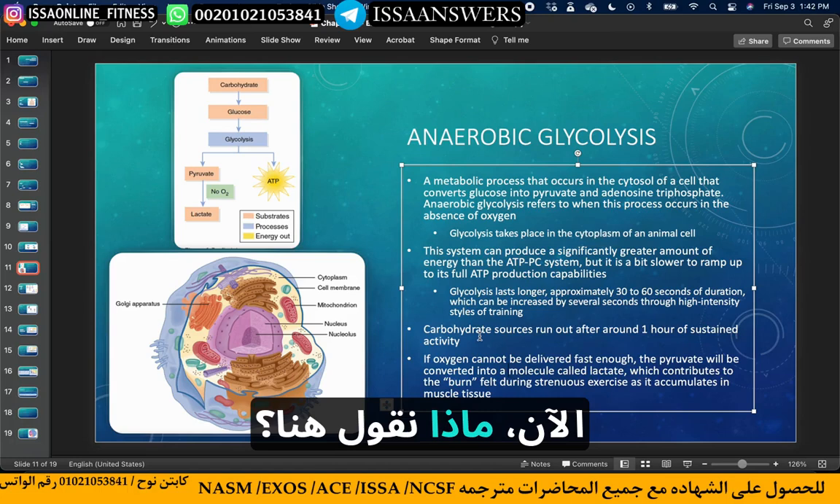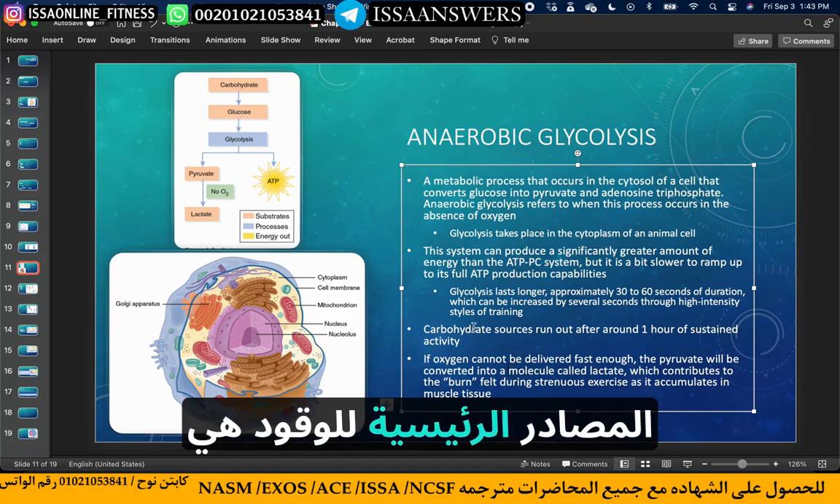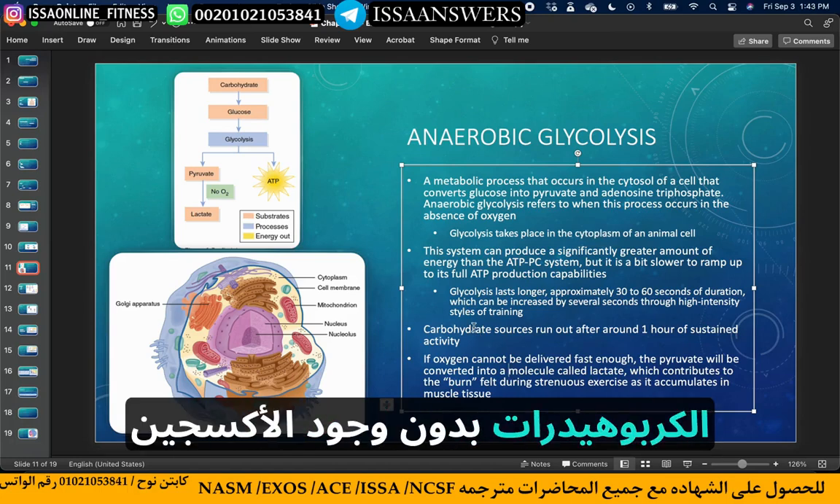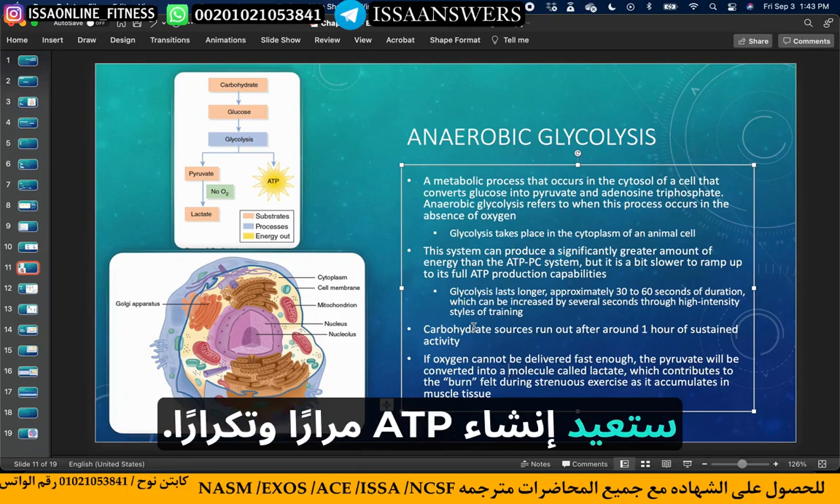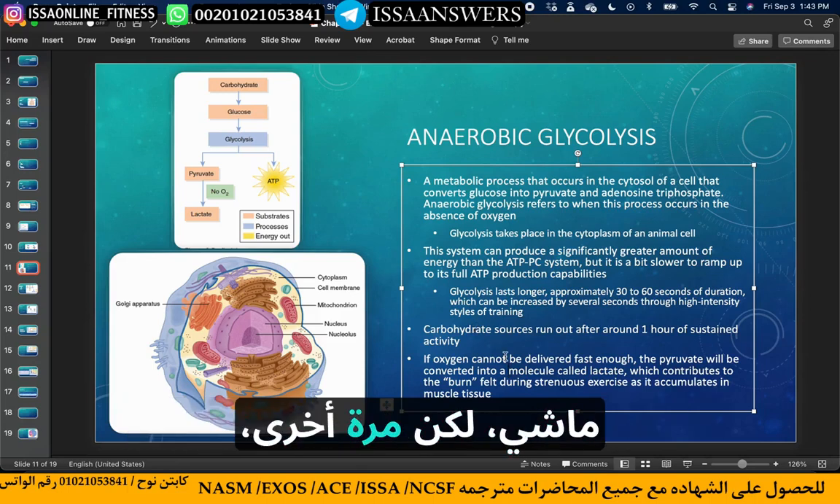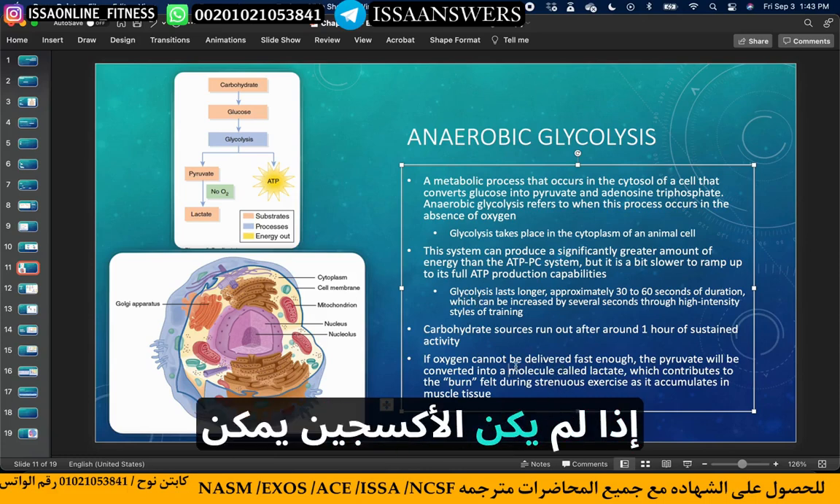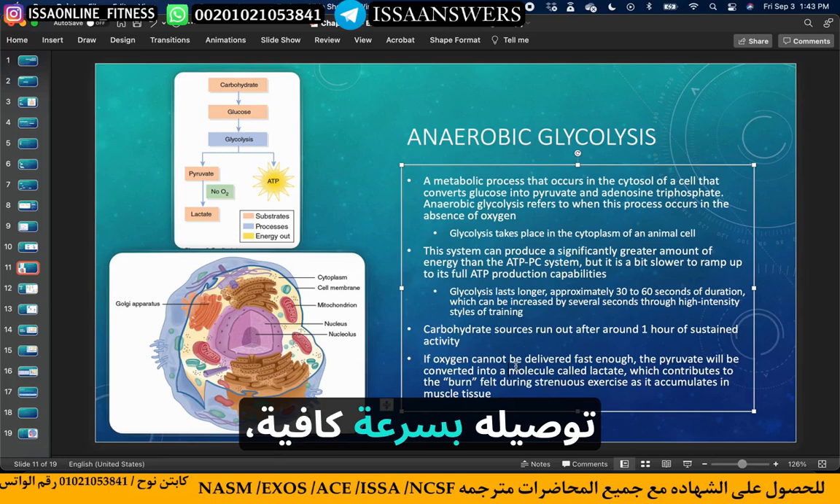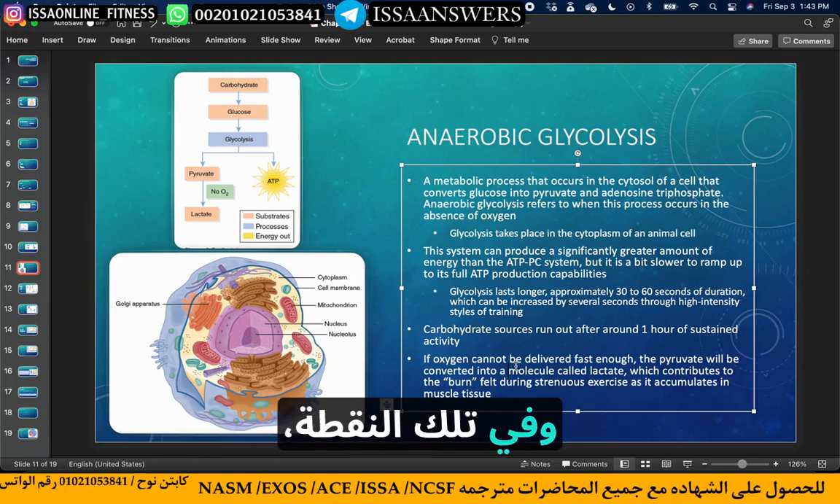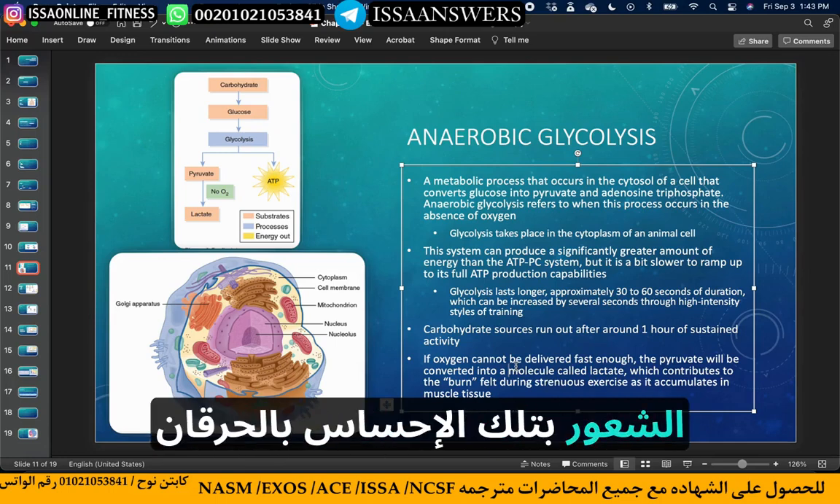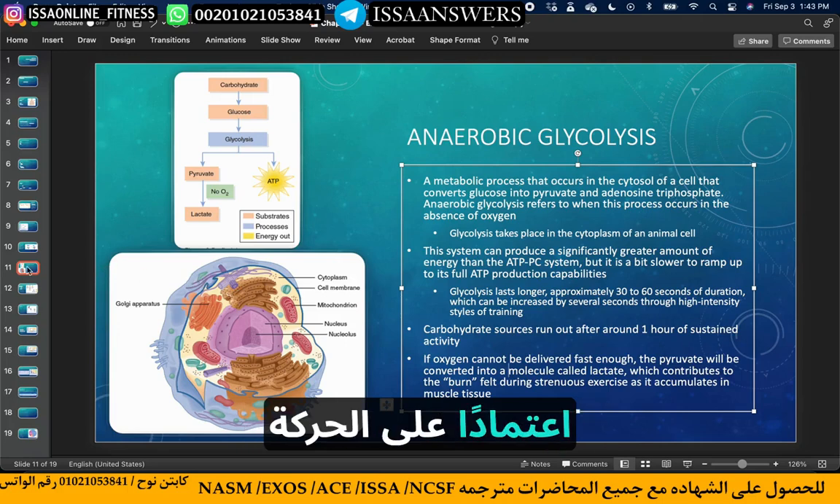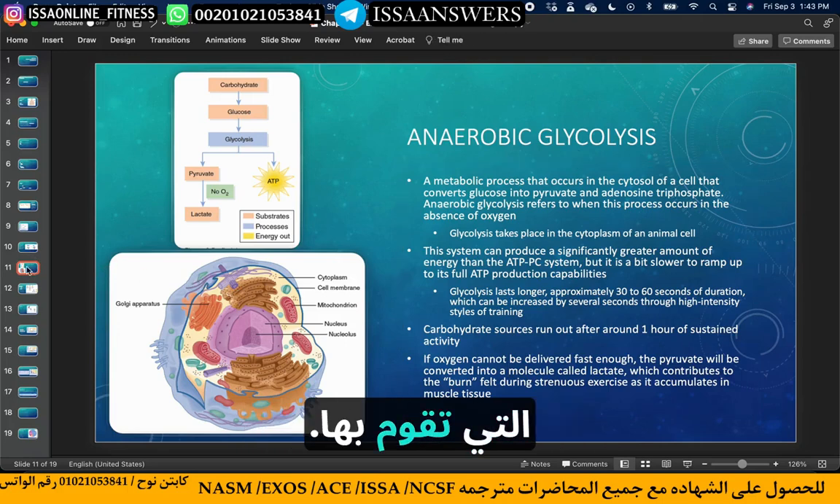Now, what are we saying here? Main fuel source is carbohydrates, without the presence of oxygen, will recreate ATP over and over again. Okay? But again, like it says on the bottom, if oxygen cannot be delivered fast enough, pyruvate is going to make lactate. And at that point, that's when you start feeling that burning sensation in your legs and your arms, depending upon what movement you're doing.